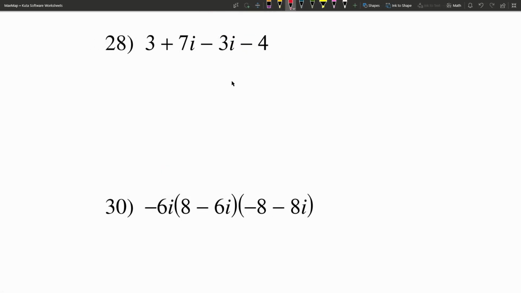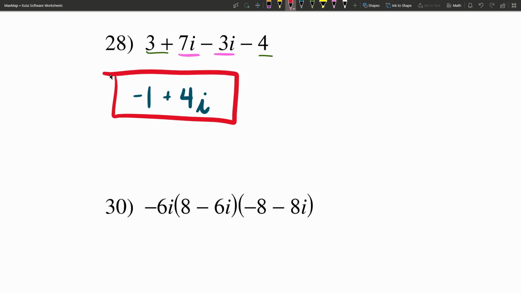For number 28, there's no parentheses, so we're just going to simply combine those like terms. Combining 3 and negative 4 together, that's going to result in a negative 1. And then combining 7i minus 3i together, that's going to result in a positive 4i. So negative 1 plus 4i is our solution for number 28.